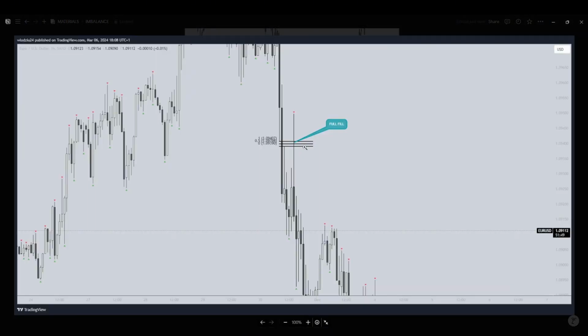And there is an example of fulfillment of the imbalance, when price covered the full imbalance, when we don't have anything more to cover on this area.